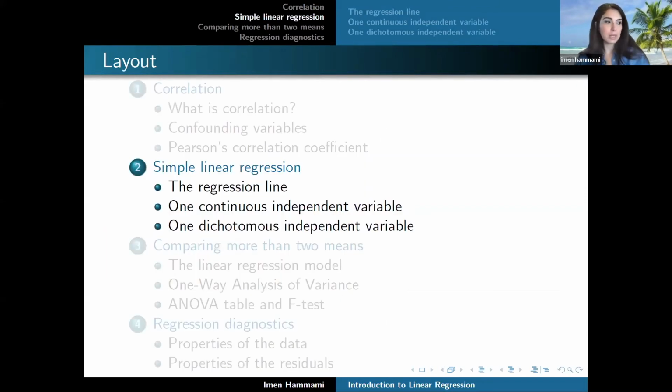Okay, so let's now go to more serious things. Simple linear regression. Here, my aim is to explain why, in a sample of participants with different SBP values, systolic blood pressure values, these people have different SBP values. Why don't they have the same value?